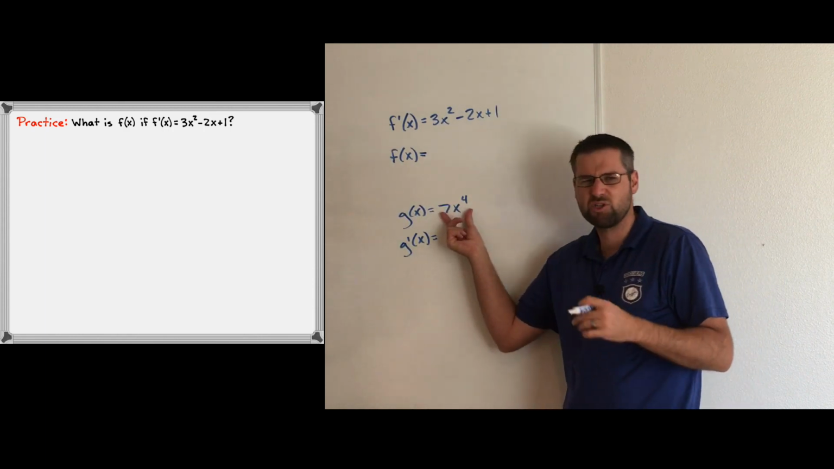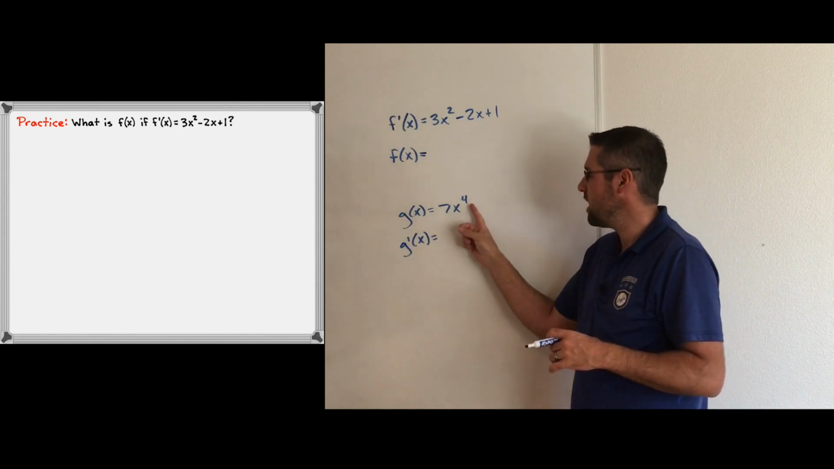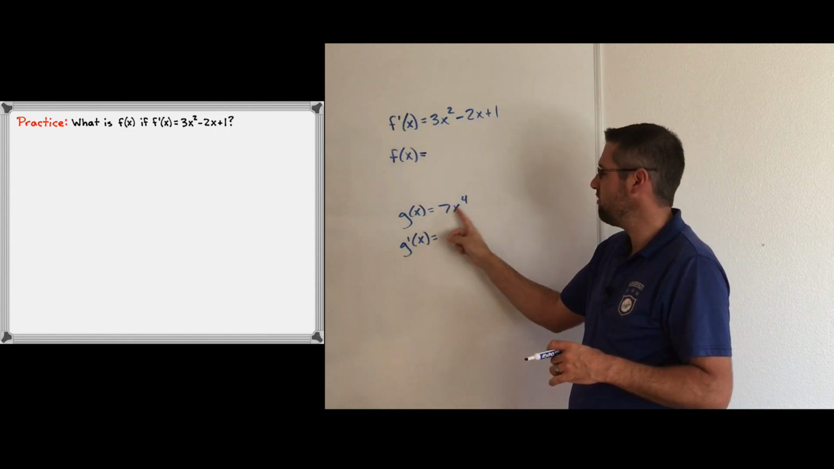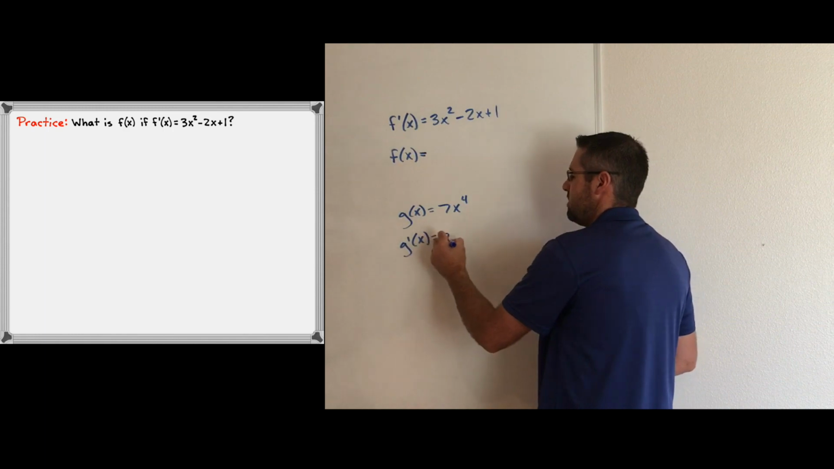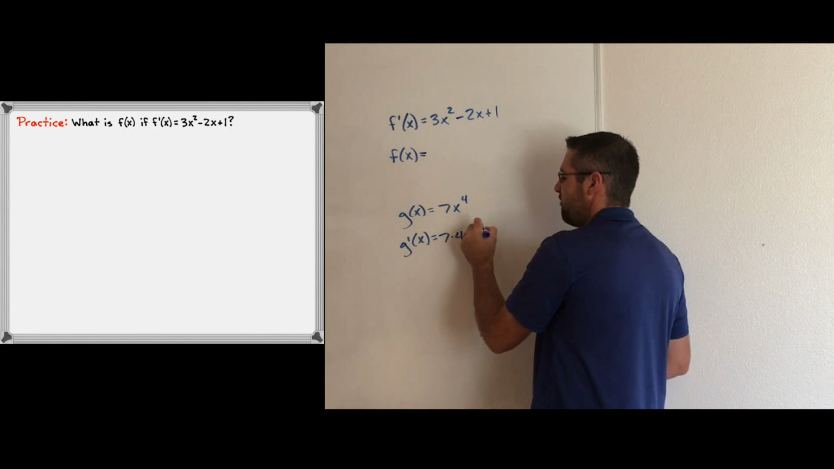Here, to take this derivative, we're just going to use the power rule. So remember, the power rule is, the first step is to multiply the exponent with the coefficient. So we would say 7 times 4, and then we would subtract 1 from our exponent here. So this would be x to the 4 minus 1.